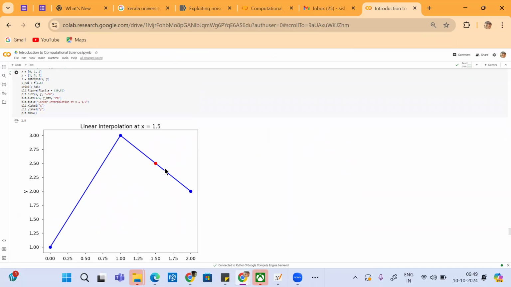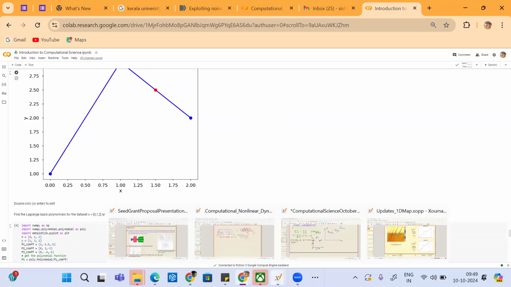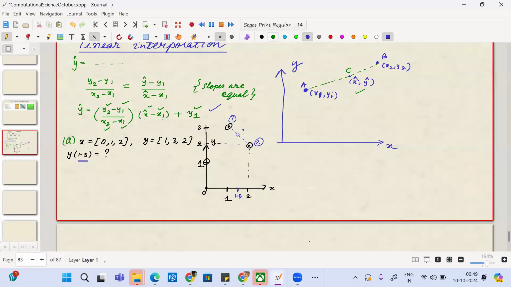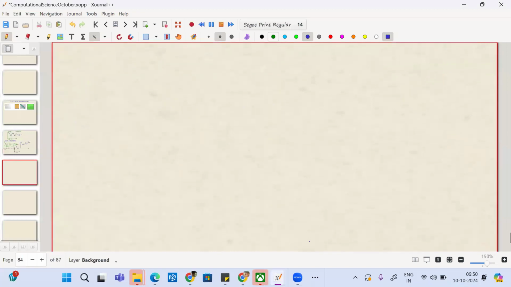Since this is a linear interpolation, you can easily see that the value of y was lying in between the value here and the value here. It did not go anywhere other than that value. It lay in between those two points. That's what a linear interpolation is. So that's it. Other polynomials we'll see in due course. So this is linear interpolation, fine.